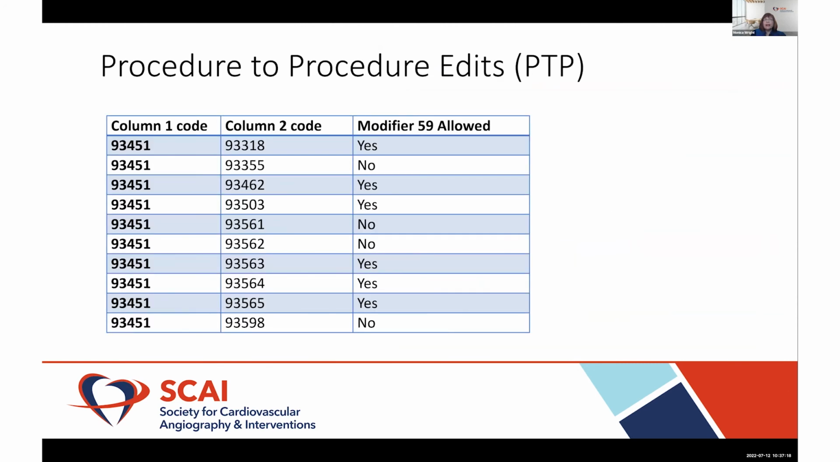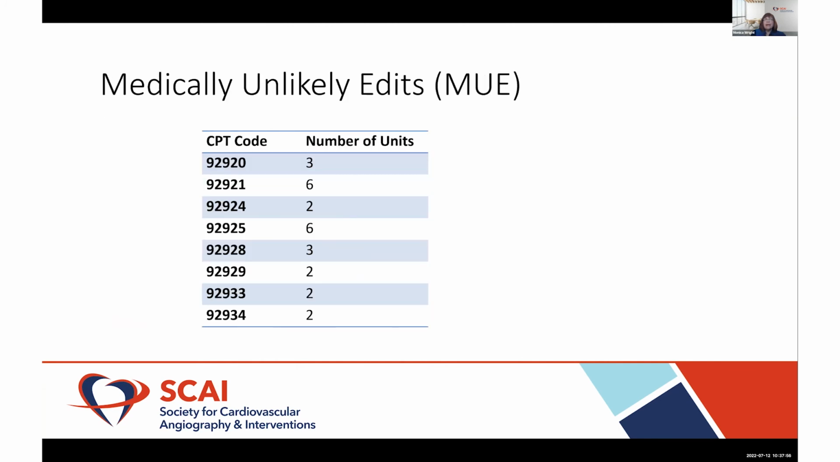The procedure-to-procedure edits provide a list of code pairs and indicate whether they can never be billed together, or if in certain situations, a modifier 59 may be appropriate. It is important to remember that modifier 59 being allowed does not automatically mean the two procedures should be payable together. Using modifier 59 is only appropriate when the second procedure is performed at a separate anatomical location during a separate encounter, or when a diagnostic procedure leads to a therapeutic procedure on the same date of service. MUE edits indicate the number of times a code can be billed in one day.